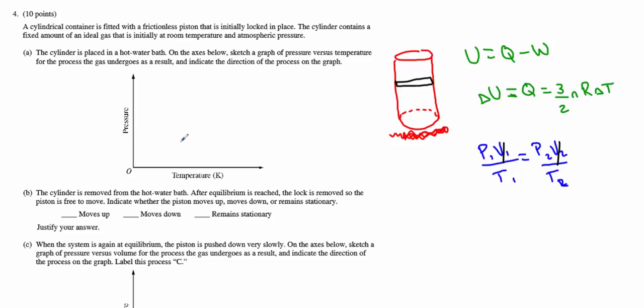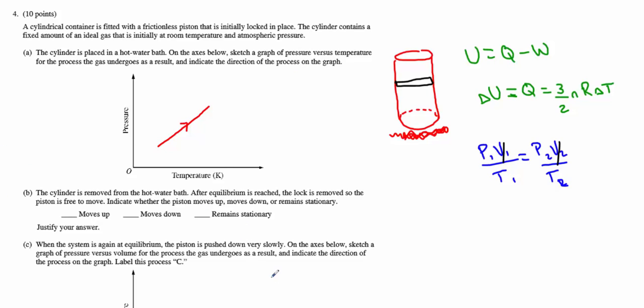And it doesn't indicate exactly where it needs to begin. So I'm just going to take a line, and I'm going to create a 45-degree slope rising with the temperature and pressure, and I'm going to indicate the direction of the process with the arrowhead.